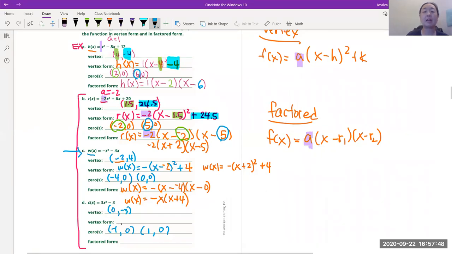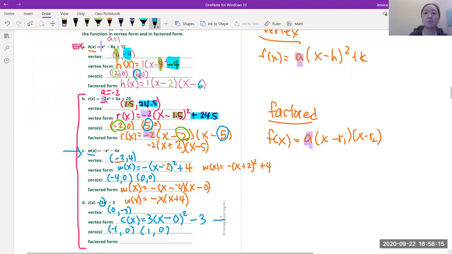All right, and again, our vertex form, we're going to just copy this down. This is c of x. So we're going to write down c of x just like this is equal to, our a is 3 right here, 3. So it's going to be 3 times x minus, and our vertex is 0, squared, plus, oh, actually not plus, it's going to be -3. That's going to be your vertex form.